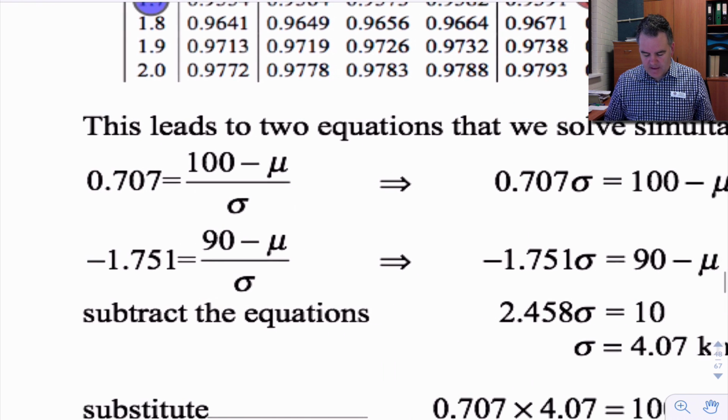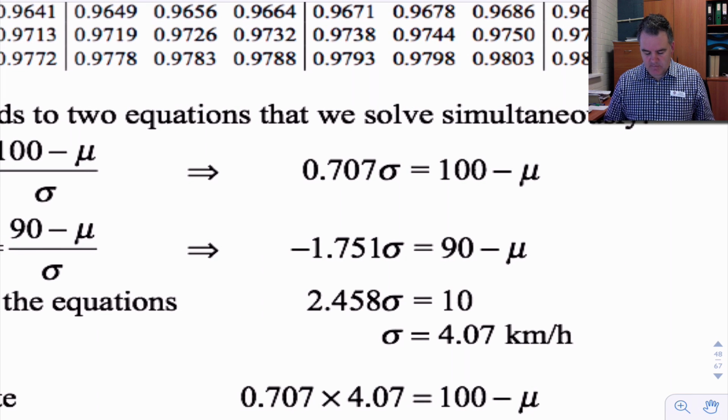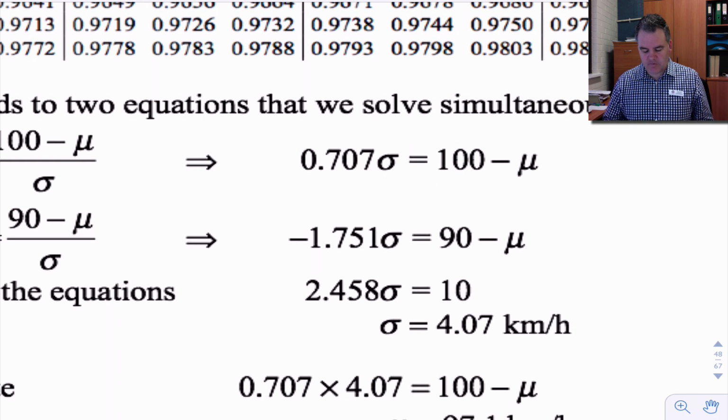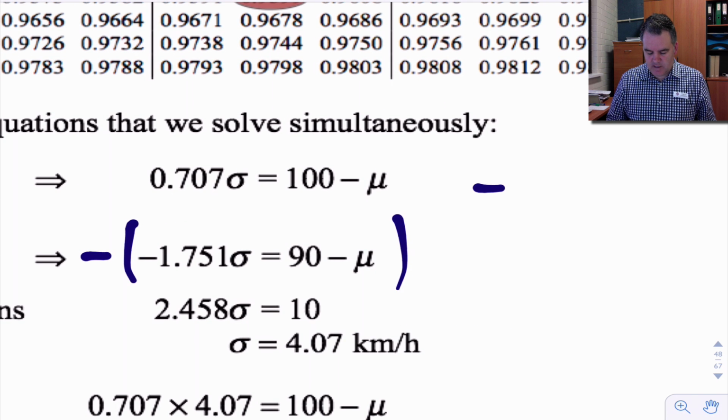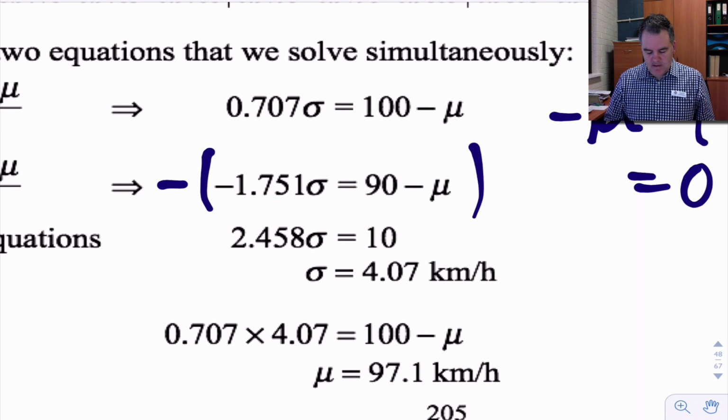So I've done that by multiplying both sides here by sigma, the standard deviation, giving me these 2 formulas, and then I've subtracted the equations, which then gets rid of the mean. So this is what I've really done, that equation minus that equation. So you've got negative mu minus negative mu, so that ends up being 0. So those 2 means cancel out. You end up with this here, divide by 2.458, and remember using the exact value as much as possible. So there we've got the standard deviation of 4.07.